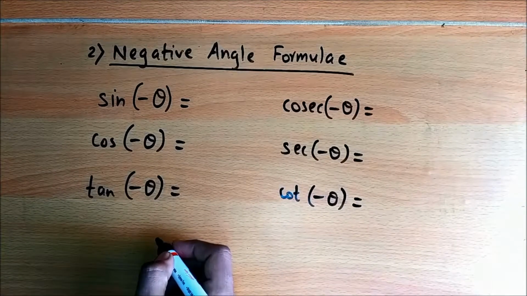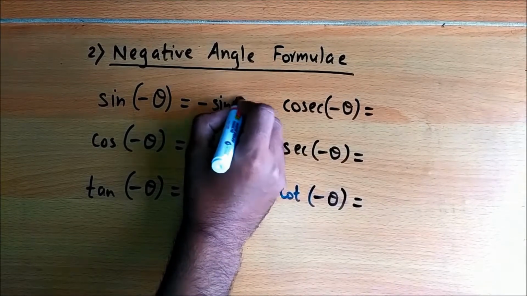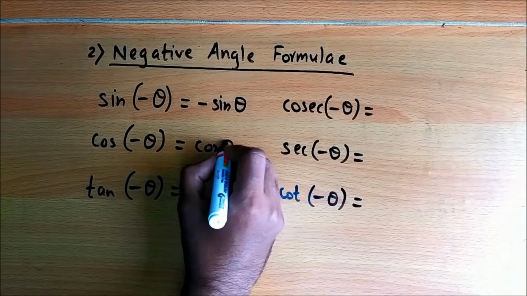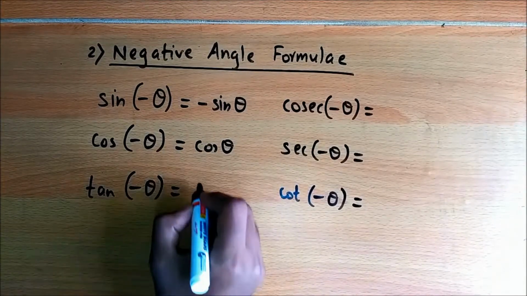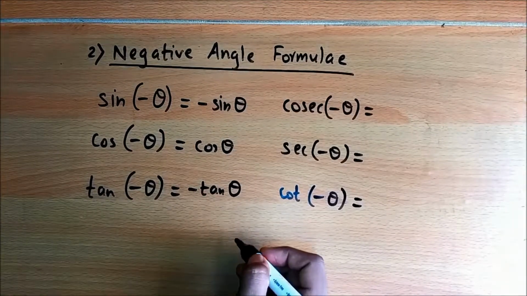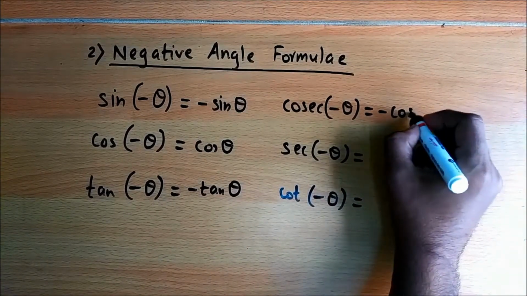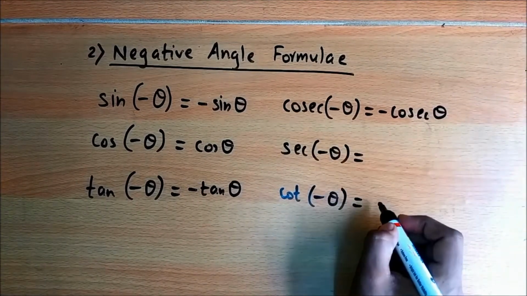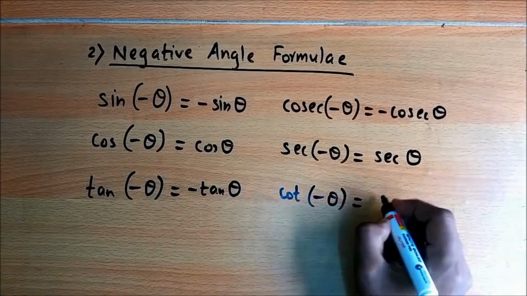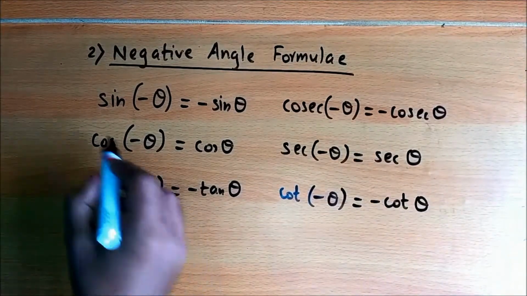So, let's begin. Sine of minus theta is minus sine theta. Cos of minus theta is cos theta. Tan of minus theta is minus tan theta. Cosec minus theta is minus cosec theta. Sec minus theta is sec theta. And cot of minus theta is minus cot theta.